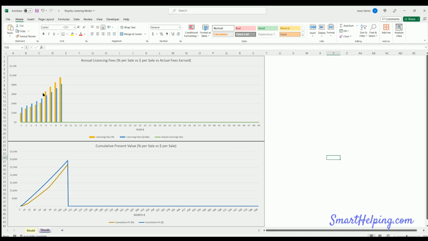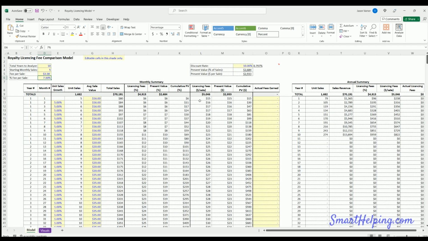now the percentage model version is worth more per month. But you have to weigh that with the time value of money as well. So what's that worth now in the future? Because it's more in the future, but less now. So that's why you got the present value here. It's saying the cumulative present value is still higher for the fixed fee per sale, even though the total raw amount is higher.